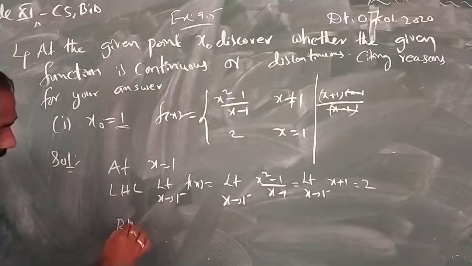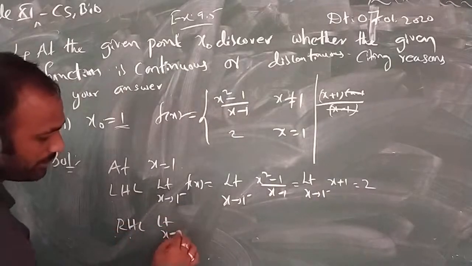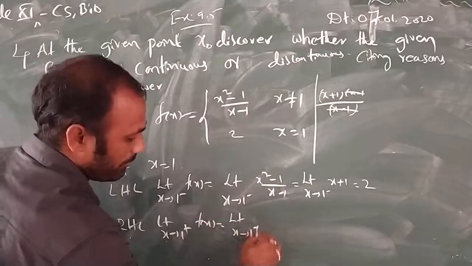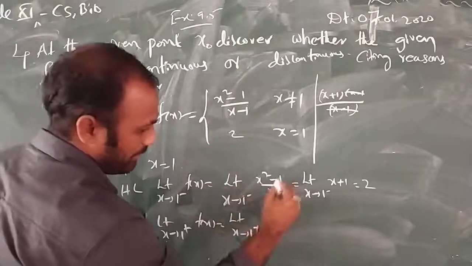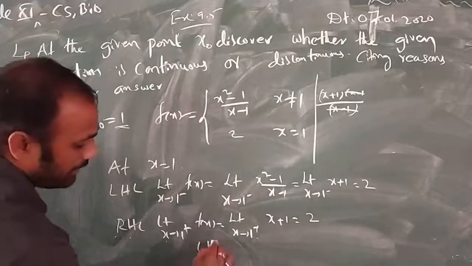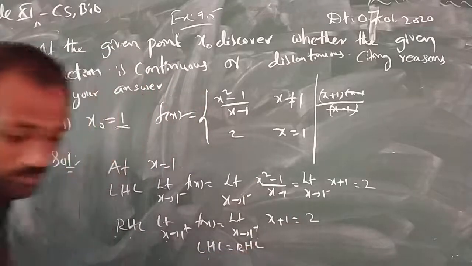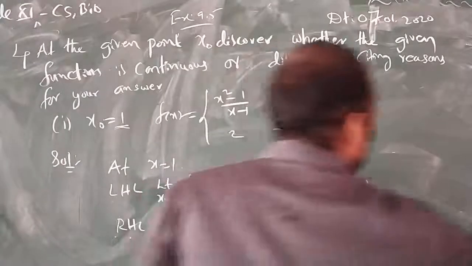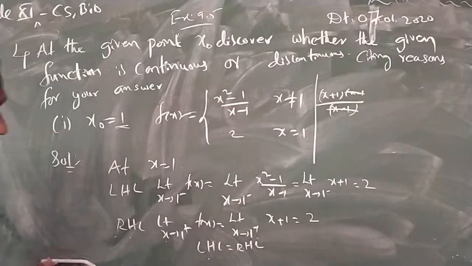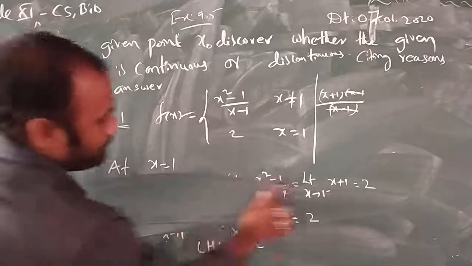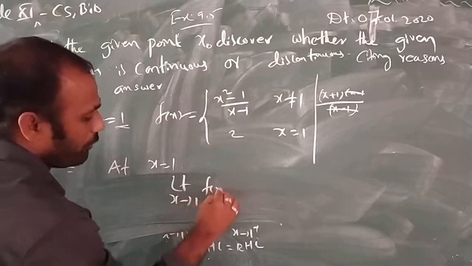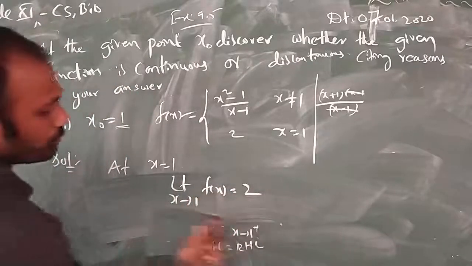So now if I talk about right hand limit, limit x tends to 1 plus f of x is equal to limit x tends to 1 plus, so more than 1, it will take the same function which is x plus 1, so that is 1 plus 1 which is 2. So here left hand limit equals right hand limit. So we can say that the limit is going to exist. Now whenever LHL equals RHL, we can simply write that limit x tends to 1, f of x is equal to 2. We got this value.